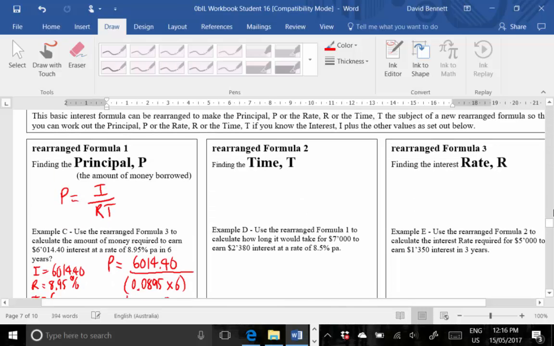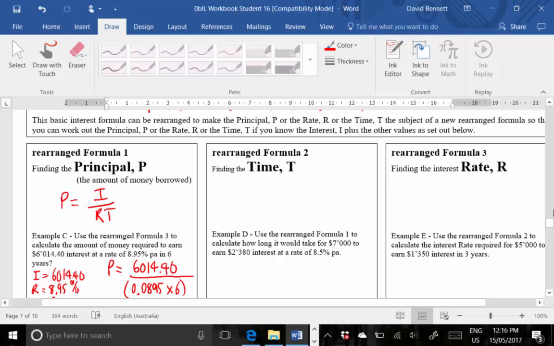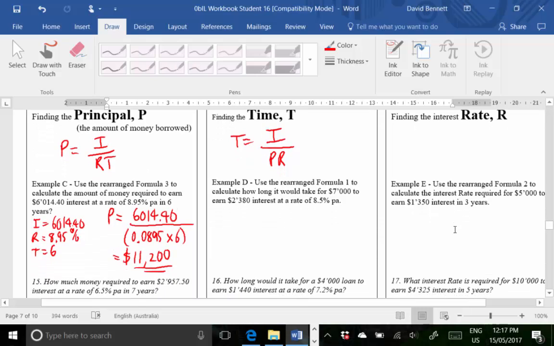All right. The next one, obviously, is to work out T. T is equal to simply our interest over PR. I could do the same thing again, identify the key things. So we're looking at over here, read the question, calculate how long it would take for $7,000 to earn. So this here is my interest. That figure there is my principal, and that's my rate.